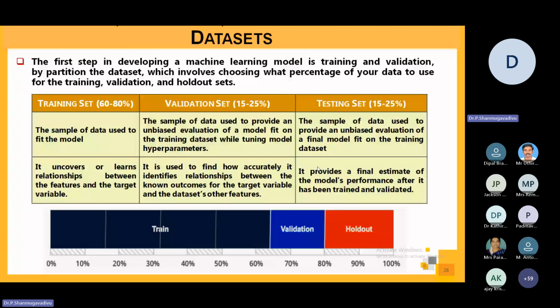That should be decided by the programmer by trial and error. There is no hard and fast rule that it should be 60% and 40% or 80% and 20%. No, right? So we have to go for the trial and error method and see which is the best split.